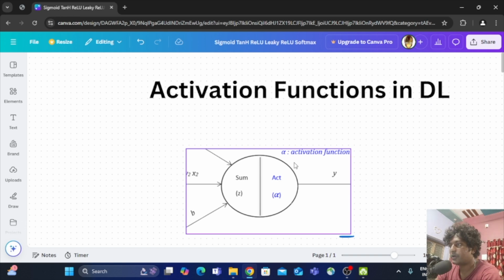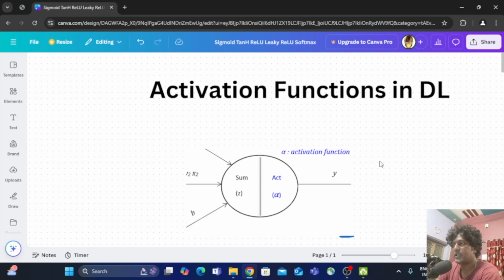Today we are discussing activation functions in deep learning. We know the activation function in the neural network is very important. There are several types of activation functions which can be used in different problem statements.